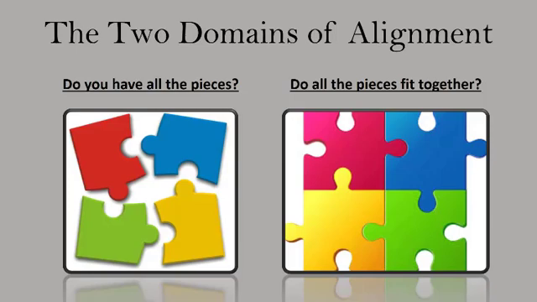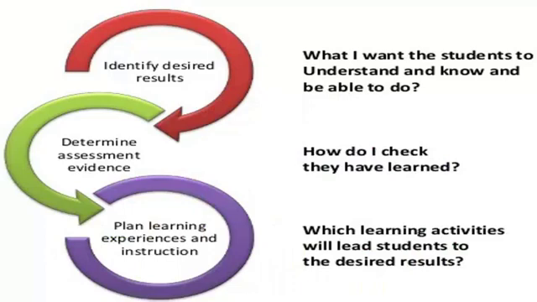And then the second big picture with course alignment is cohesion, right? So you've got, do you have all the pieces, and then do all the pieces actually fit together? So the do all the pieces fit together, that's really what the UbD framework is going to help us out with. So what is the UbD framework?